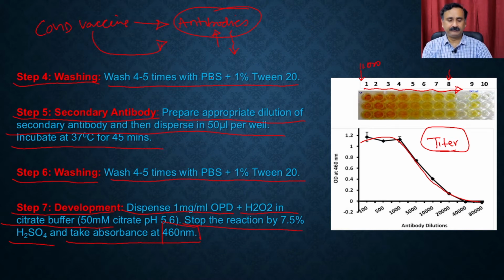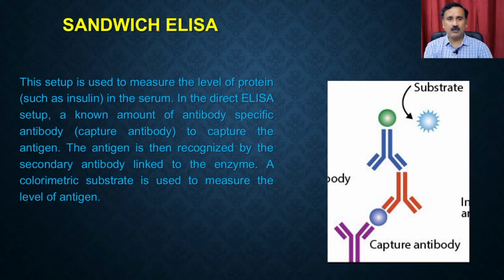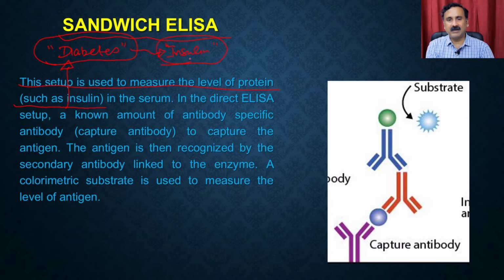Now apart from that, you can also measure direct proteins. How can you measure direct proteins? This setup is used to measure the level of a protein such as insulin. The level of insulin is important to measure, especially if you suspect a person is suffering from diabetes. In that case you want to see whether insulin production is happening in the body or not, right? So for that you can measure the insulin.